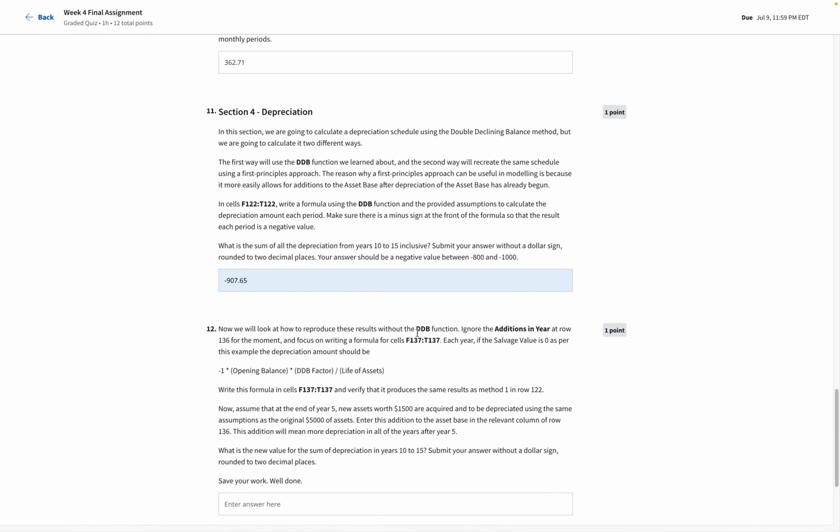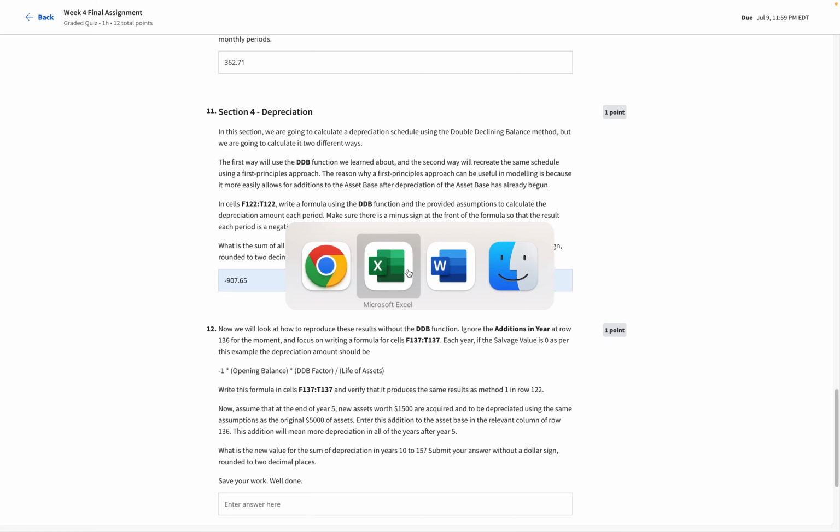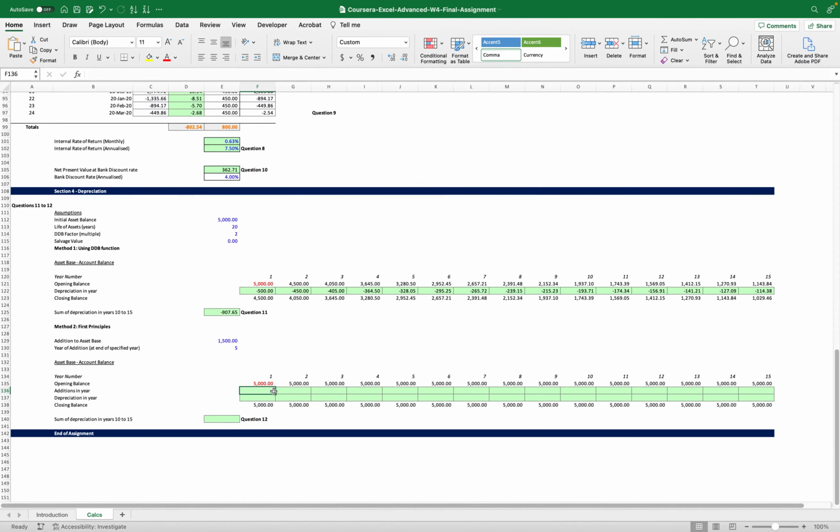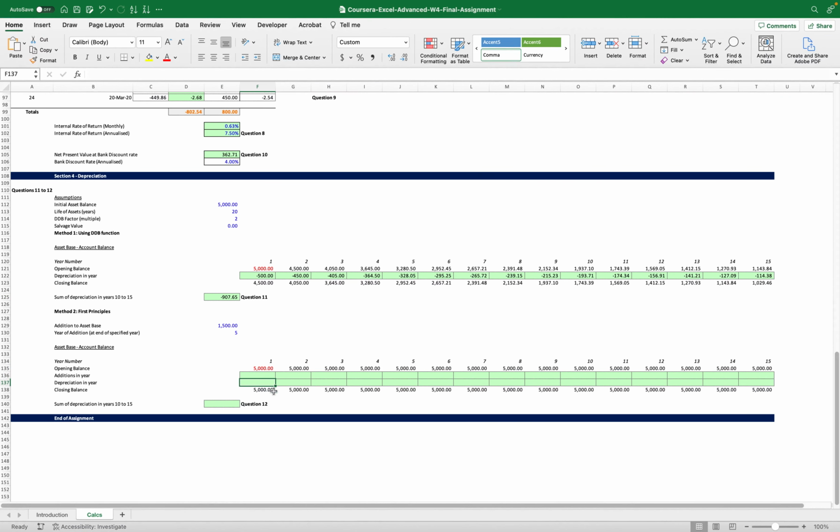Finally, they want us to use a new formula to calculate the depreciation, as well as an additional amount to be depreciated of $1,500, and then sum the amount of the depreciation. So for our new formula, they want us to use -1 times the opening balance. Opening balance is again 5,000.